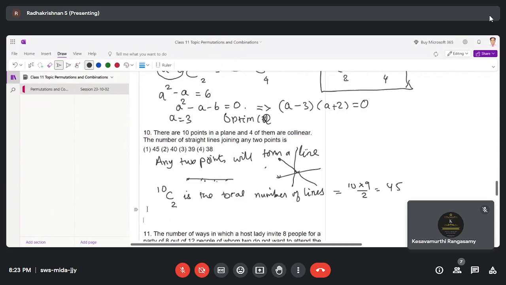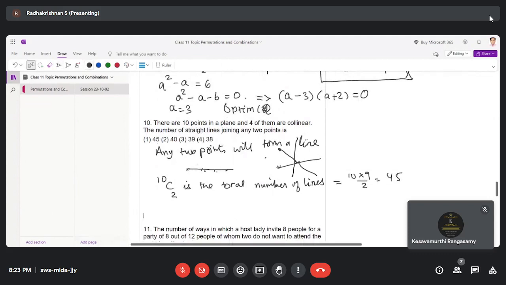But in the line we have to count it as one only. There are 4 points in a single line. So now we have counted this as one line, this as another line, this as another line. How many have we counted like that? There are 4 points. Any two combinations of those is going to yield only one line. What we counted as 4C2 is actually only one line.